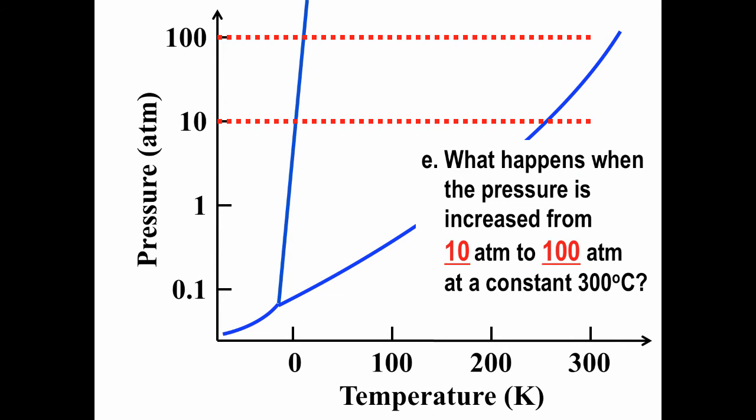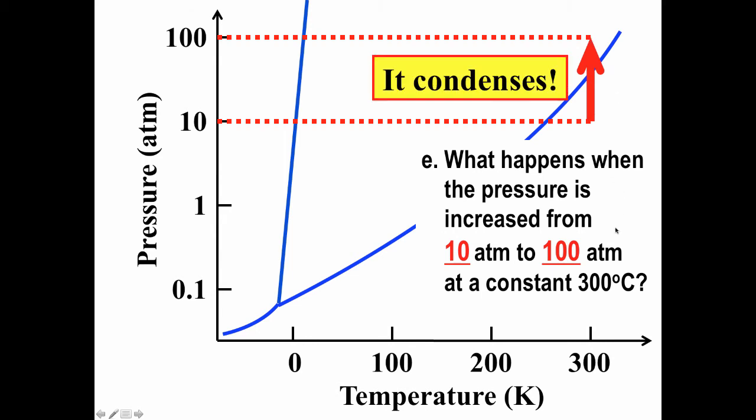What happens if the pressure is increased from 10 atmospheres to 100 atmospheres? So I think there's a slight correction from what's on your handout for the note taking. So we go from 10 atm to 100 atm, and we're going to be at a constant 300 degrees Celsius. So we're going from the gas phase to the liquid phase, and that is called condensing.